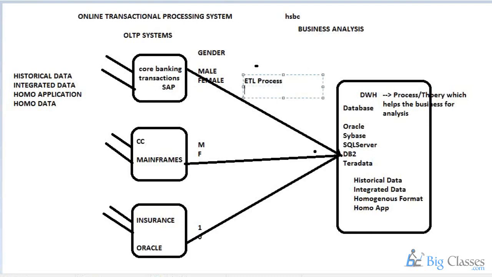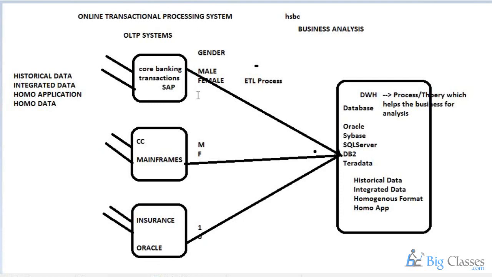So which is nothing but extracting the data. So we extract the data from multiple OLTP systems, which is called data extraction. And then we transform the data into a homogeneous format, which is called data transformation. And we load the data into the tables of the data warehouse. So this process is what you call the ETL process.